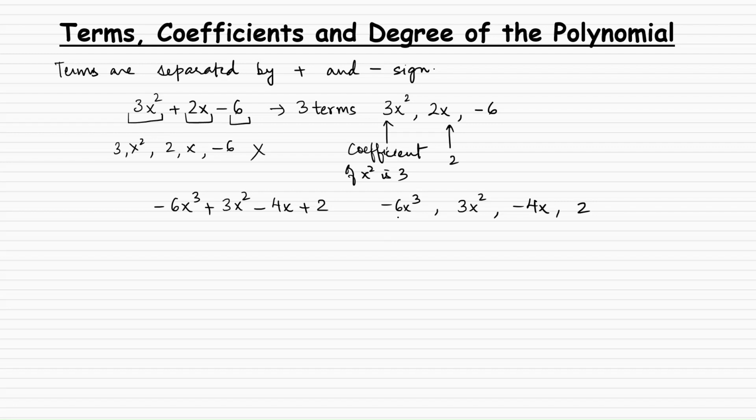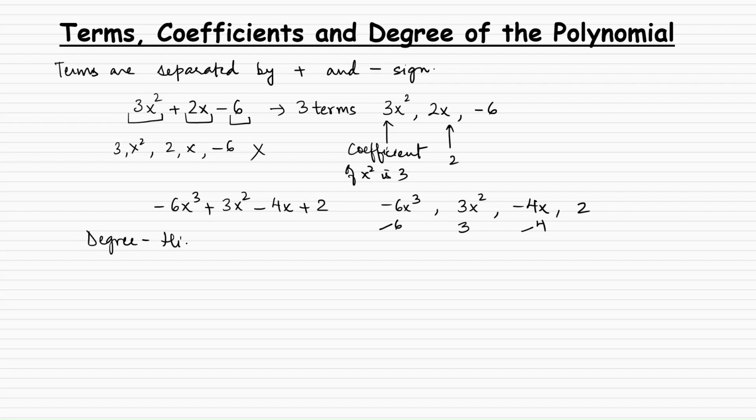The coefficient of x cube is minus 6. The coefficient of x square is 3. The coefficient of x is negative 4, and 2 is as such a constant term. Next thing, degree.